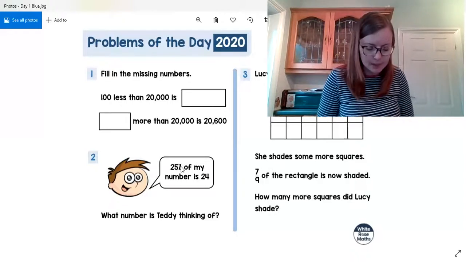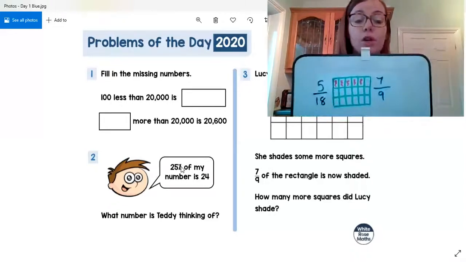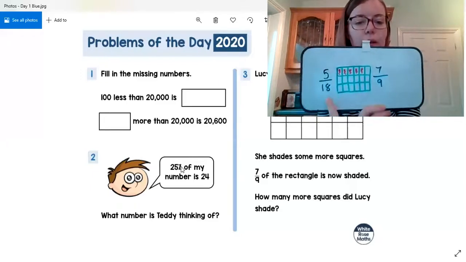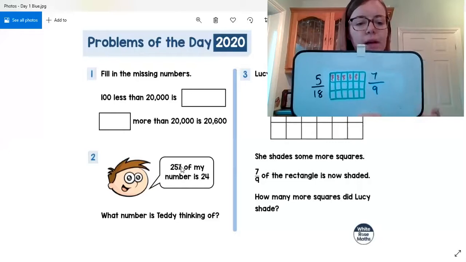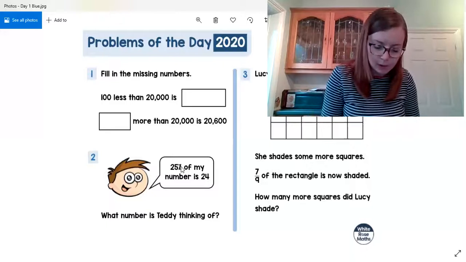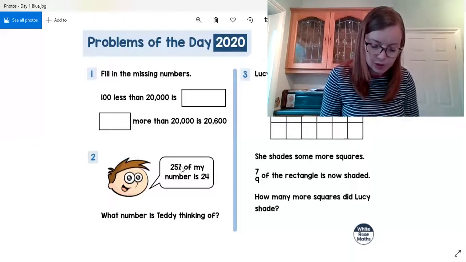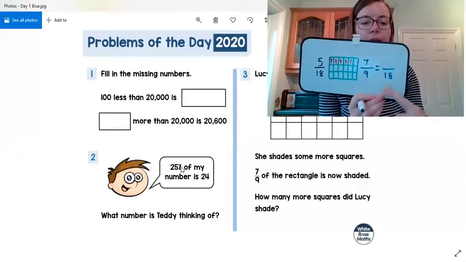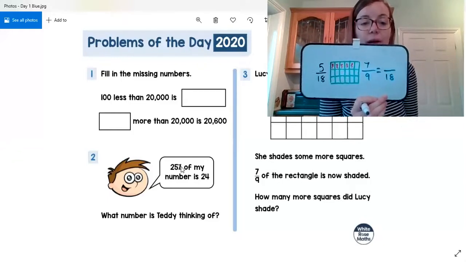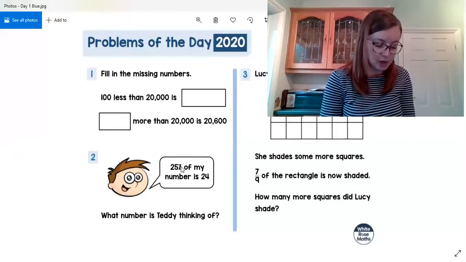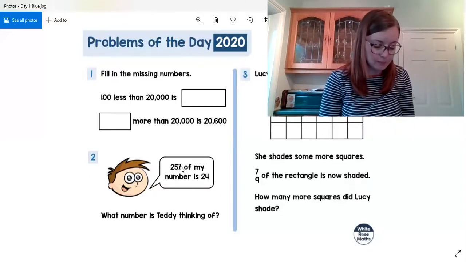7/9. Now, there are more than 9 squares in this rectangle, as we've just decided. In fact, we know there are 18. So we're going to have to try and create an equivalent fraction over here. So this is just like we were doing before on our equivalent fractions using our times table. So we need to think, how do we turn 9 into 18? What calculation shall we do? Okay, we are going to times it by 2.